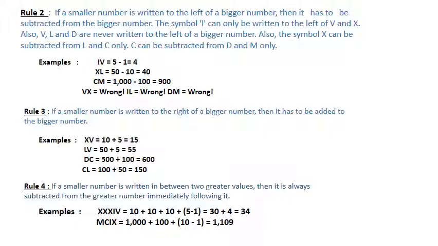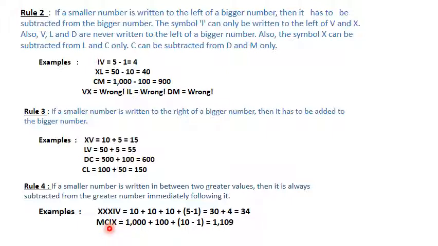We'll write down this 1000 as it is. We'll write down this 100 as it is. This way we'll add it, because here the smaller number is written to the left of the bigger number. Now in this case what we will do, we are going to subtract the smaller number from the greater number. So 10 minus 1.